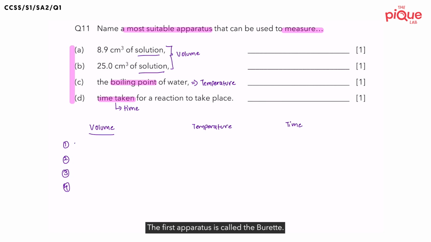The first apparatus is called the burette. The second apparatus is called the pipette. The third apparatus is known as the measuring cylinder. And the very last apparatus is our beaker. What is the difference between all these apparatus?